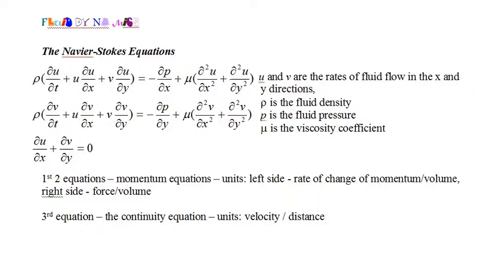The third equation is called the continuity equation and holds for incompressible fluids only, and we will only consider incompressible fluids, like water. The variables and parameters are ρ, representing fluid density, u and v, representing fluid velocity in the x and y directions, p, representing hydrostatic fluid pressure, and mu, the viscosity coefficient.